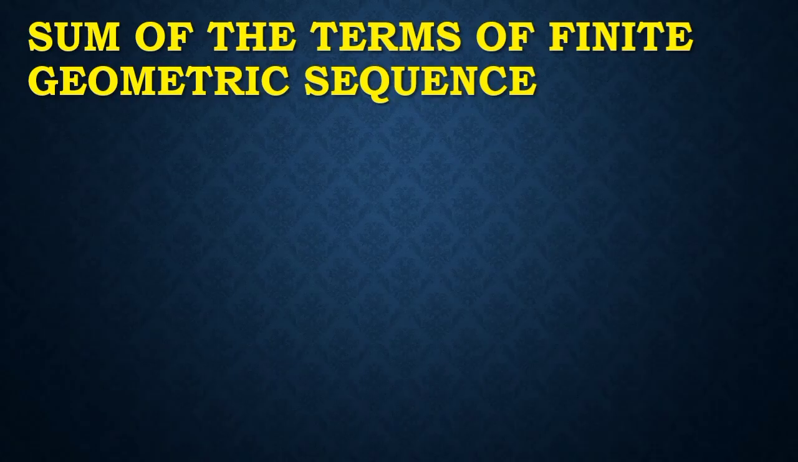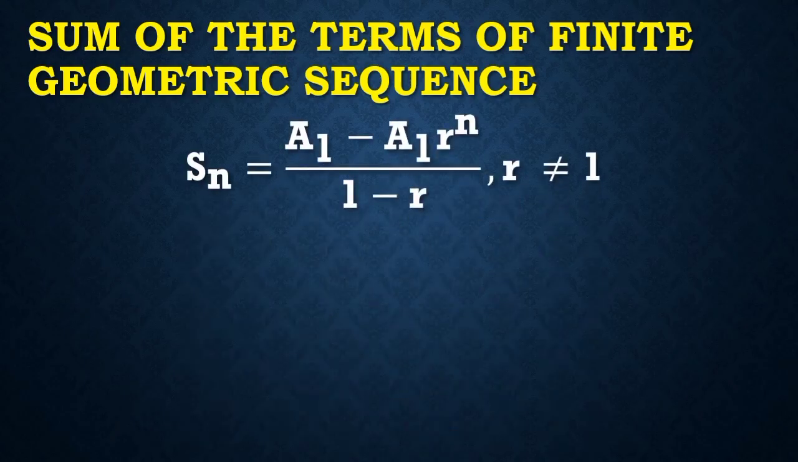Let's have the formula for the sum of the terms of finite geometric sequence. The formula is S sub n is equal to a sub 1 minus the product of a sub 1 and r raised to n, all over 1 minus r, where r should not be equal to 1. Kapag po kasi yung common ratio natin ay nag-equal to 1, yung denominator po natin ay magiging 0. Kapag dinivide natin yung number na nasa numerator sa 0, magiging undefined. So, wala po tayong makukuhang sagot.